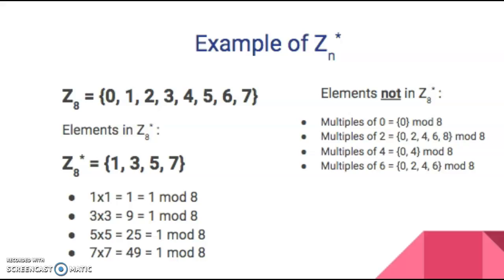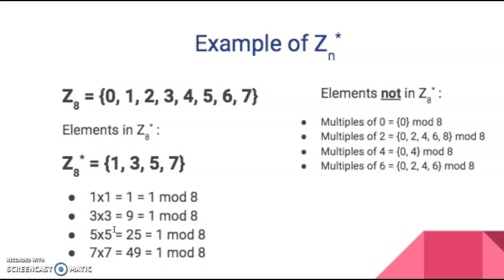when divided by 8. So, for example, 1 times 1 is 1, which is equivalent to 1 modulo 8. That's a pretty simple one. But 3 times 3 gives us 9, and when we divide 9 by 8, we have a remainder of 1. So 9 is equivalent to 1 modulo 8. 5 times 5 is 25. When we divide 25 by 8, we do have a remainder of 1, so 25 is equivalent to 1 modulo 8. And again, 7 times 7 is 49, which is also equivalent to 1 modulo 8.